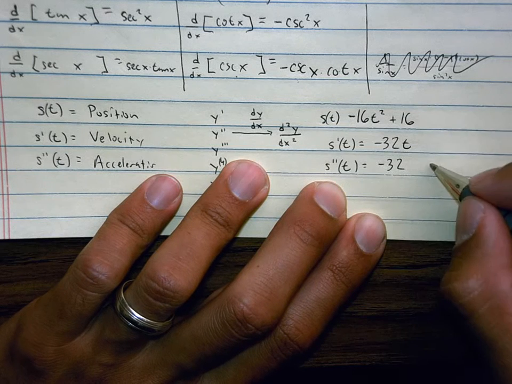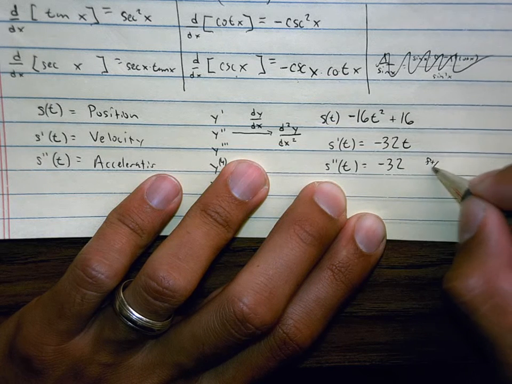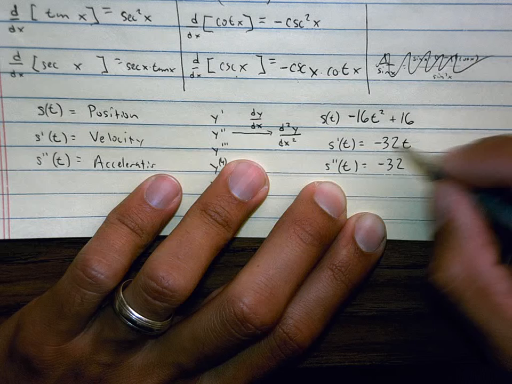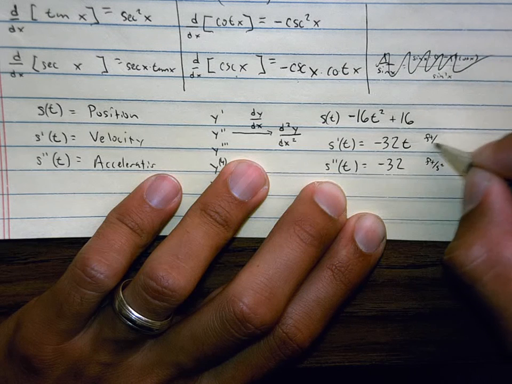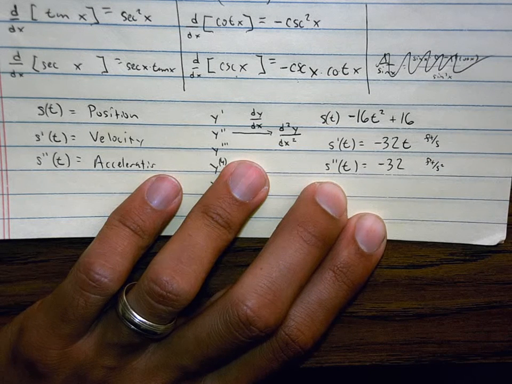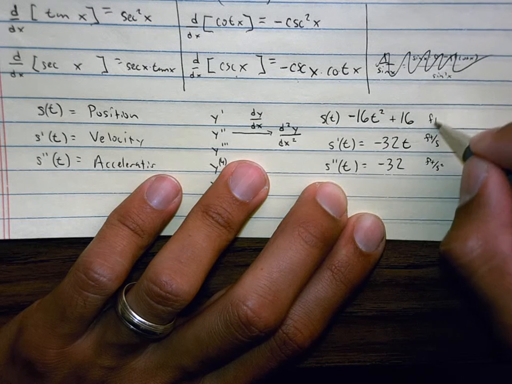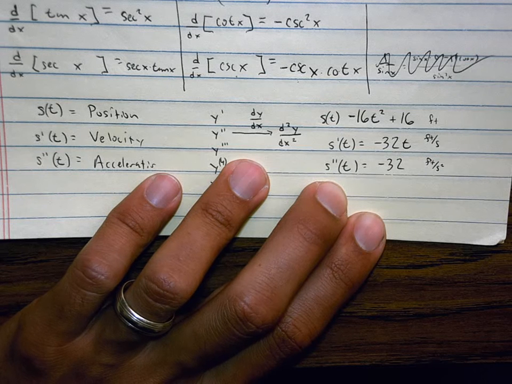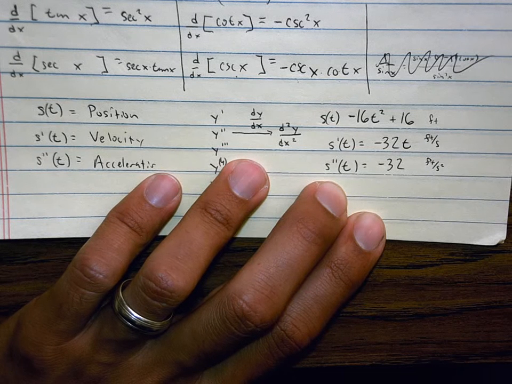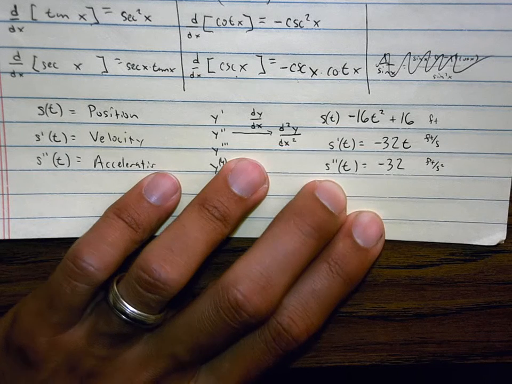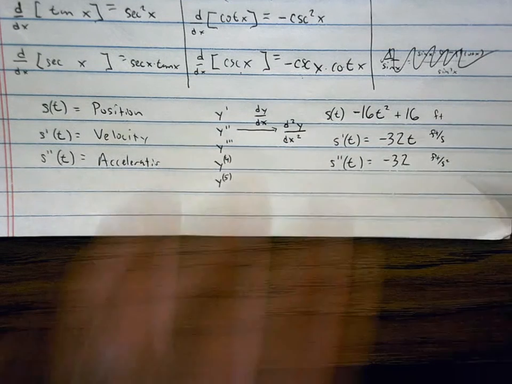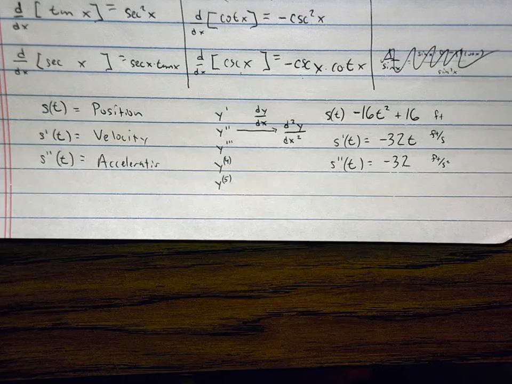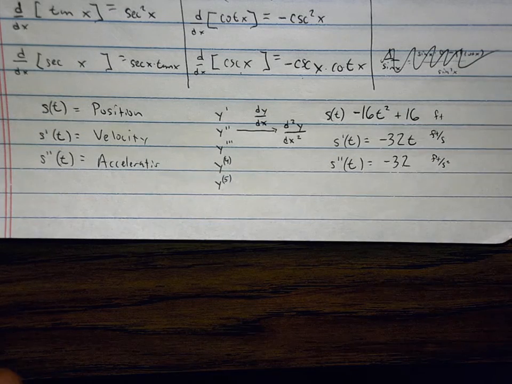Acceleration generally will be feet per second squared. Velocity is in feet per second. This is in feet. That's in feet per second. That's for feet per second squared. Kind of interesting how that works. But that's basically how it works. You're taking the derivative of the derivative. Exactly. So that's where we're going to stop our notes.